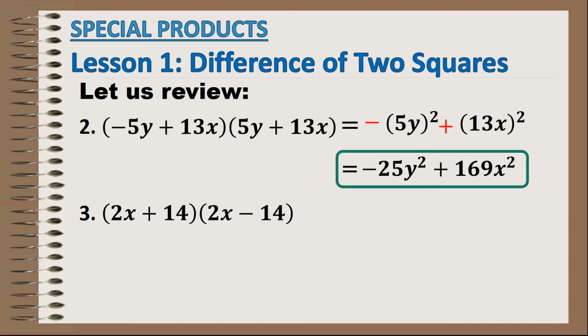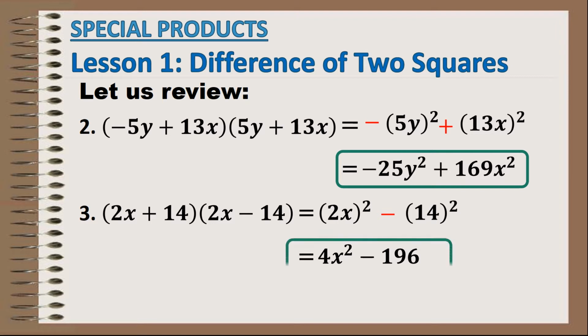For number 3, we have the quantity of 2x plus 14 times 2x minus 14 is equal to, get the square of the first term. We have the quantity of 2x closed quantity squared. Copy the negative sign and then get the square of the last term. We have 14 squared. Our final answer is 4x squared minus 196.